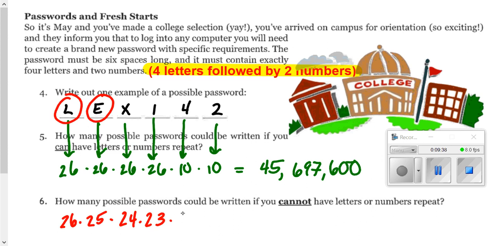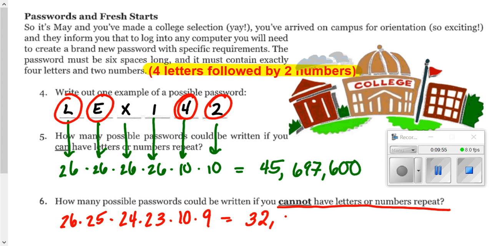Then when I get to the number, there are 10 different possibilities, but whatever number is here cannot also be used here if you cannot have repeats. So then this would be 9 instead of 10. Now that is clearly going to be fewer possibilities, which is why we usually don't have that constraint in passwords, right? We want to have more possibilities, not fewer possibilities, but that would be the math.